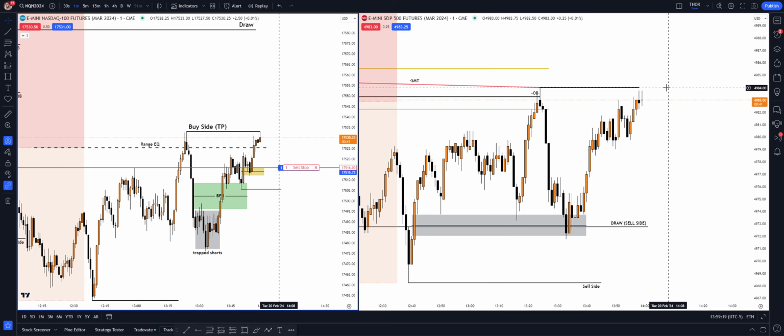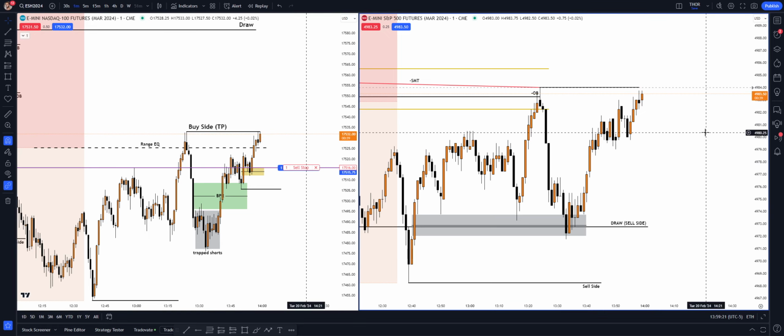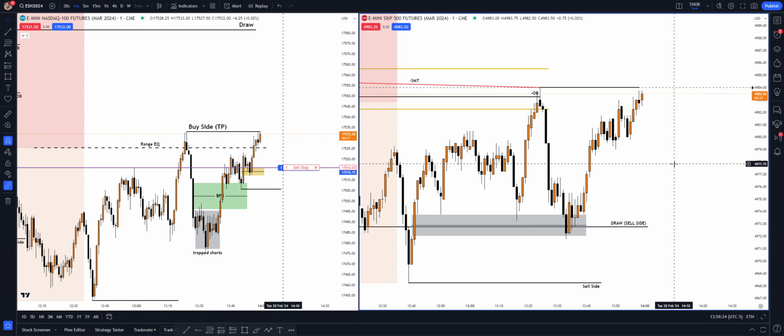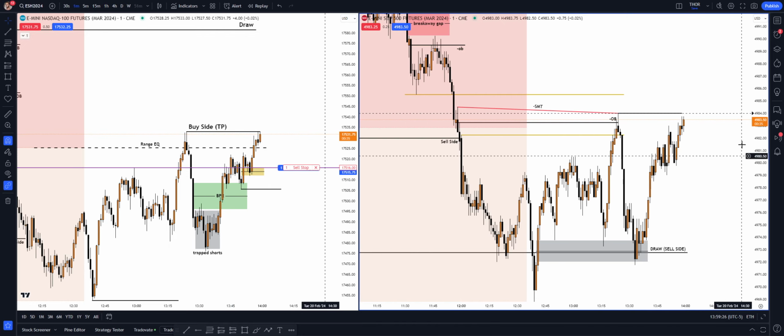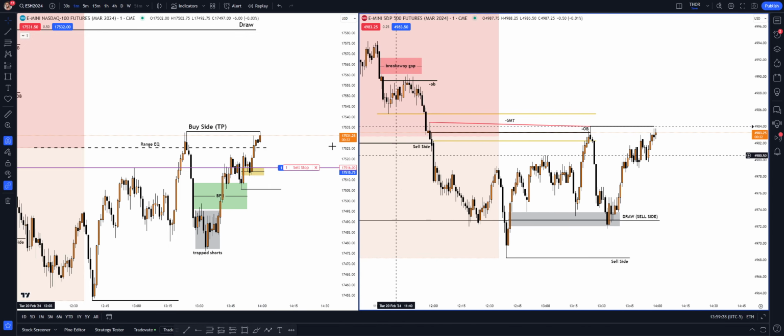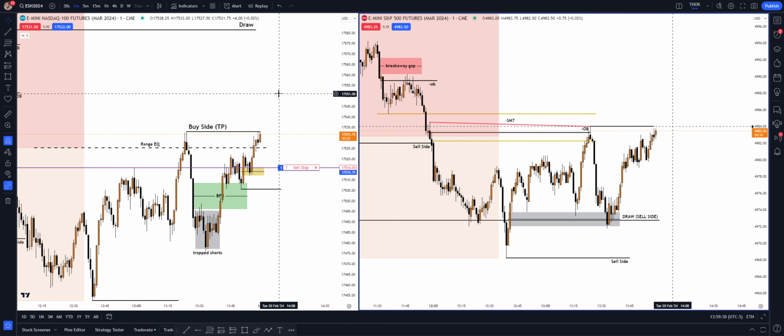Now I want to see ES catching up. Once ES catches up with Nasdaq, I'm going to close the ES chart, and I'm going to pull up the 15-minute and 5-minute Nasdaq, and I'm going to manage my stop loss accordingly.